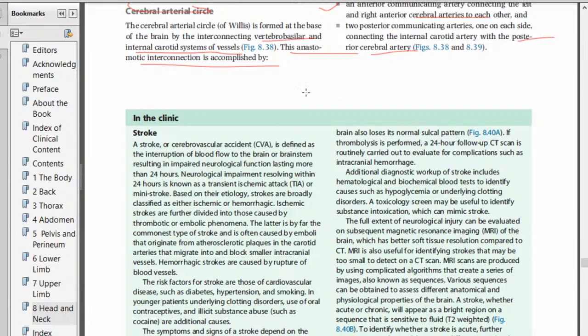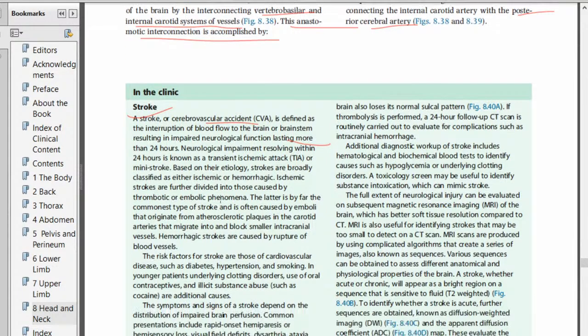In clinic, stroke, or cerebrovascular accident, is an interruption of blood flow to the brain lasting more than 24 hours. Neurological impairment resolving within 24 hours is not a stroke but a transient ischemic attack, TIA, or mini stroke. Based on their etiology, strokes are broadly classified as either ischemic or hemorrhagic. Ischemic strokes are further divided into those caused by thrombotic or embolic phenomena.